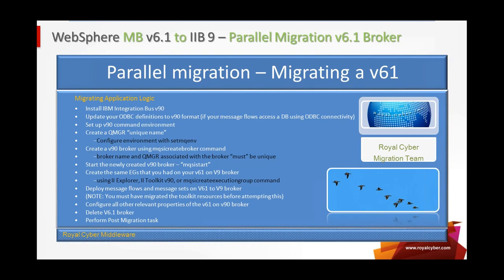Then after that you can deploy your flows and your message sets from version 6.1. Message sets, as I said earlier, will work. They will be read only. You can easily deploy and use them, but you cannot modify them. And before deploying, you have to migrate. That is one thing you have to keep in mind, because you have to migrate your resources first in the Toolkit. Then only you can deploy.